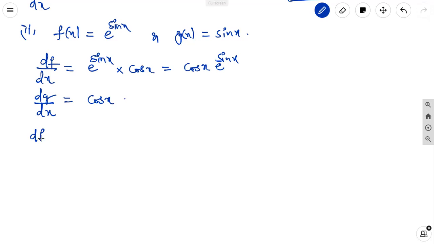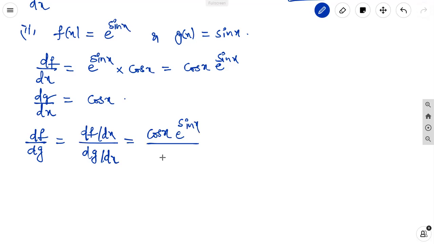Now, df is differentiating with respect to g function, means df by dg equal to df by dx by dg by dx. It is equal to df by dx is cos x into e power sin x by dg by dx is cos x. Cos x cancel, e power sin x. Therefore, df by dg is equal to e power sin x.